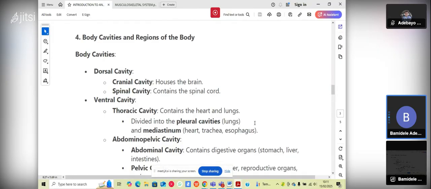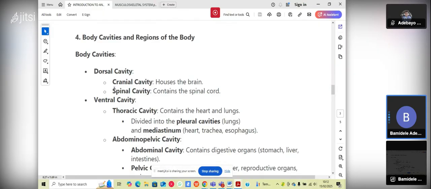So we have the dorsal cavity. It contains the cranial cavity. Cranial means brain. Cranial means anything relating to the brain. So the cranial cavity is the space, the hollow part that houses the brain.